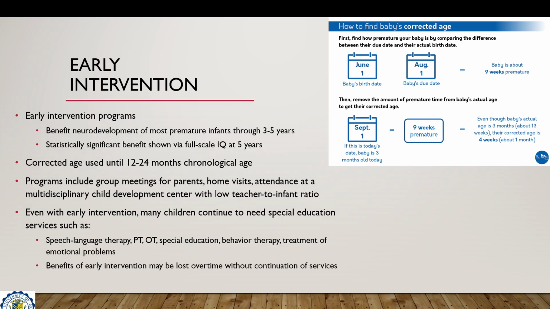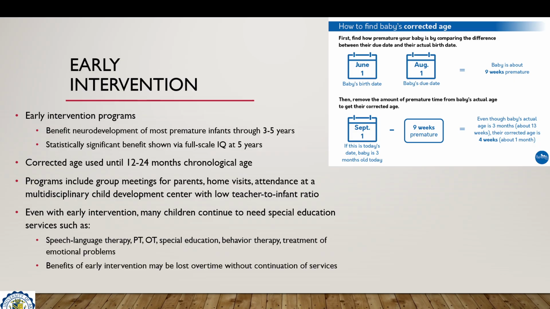So medical professionals will use corrected age until a baby is 12 to 24 months of chronological age. So finding corrected age is detailed here. Some early intervention programs can include group meetings for parents, home visits, attending a multidisciplinary child care developmental center with low teacher-to-infant ratio.